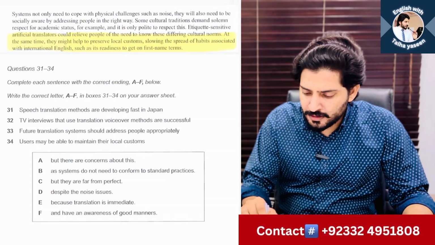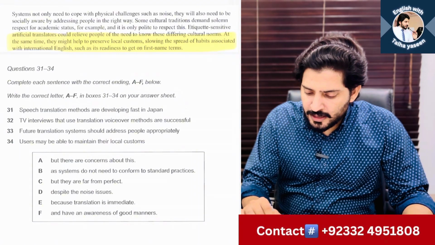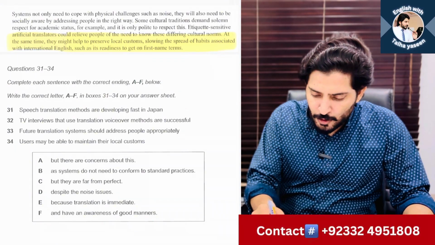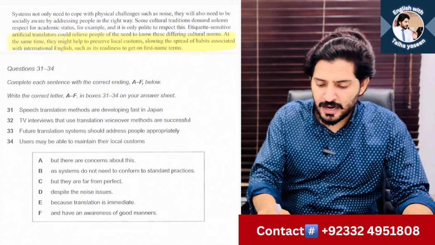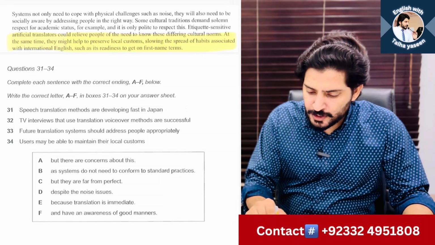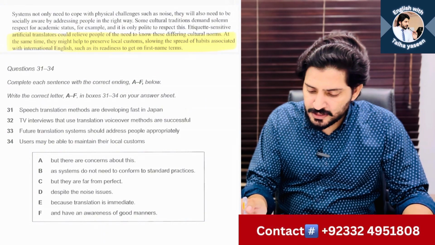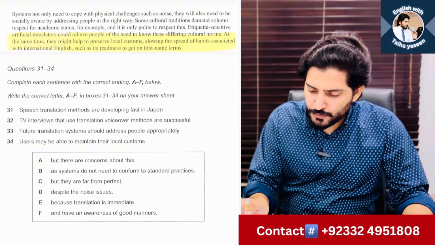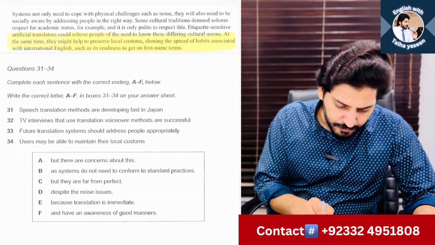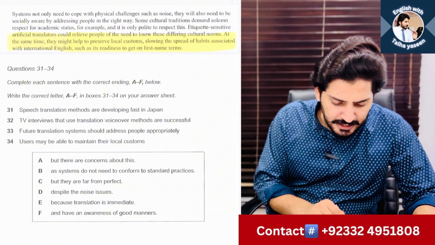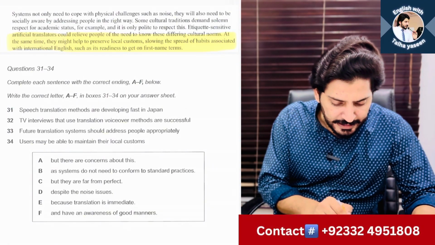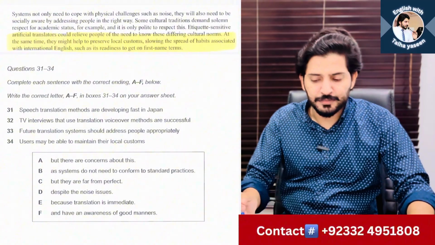A, but there are concerns about this. No, as systems do not need to conform to standard practices. This is our option B. 34, we will write B in front of 34, because users may be able to maintain their local customs as systems do not need to conform to standard practices. He also mentions in this passage that at the same time might help to preserve local customs, slowing the spread of habits associated with international English, such as readiness to get on first name terms.